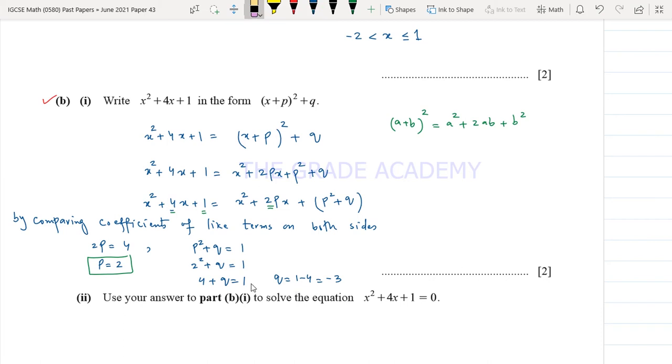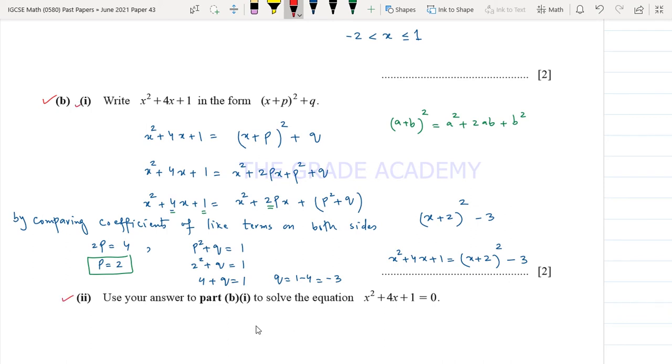So after calculating p and q, we will put them into this completing square form, x plus p whole squared plus q. Okay, so the completing square form will become x plus 2 whole squared minus 3. Hence x squared plus 4x plus 1 will be equal to x plus 2 whole squared minus 3. So this was part 1.